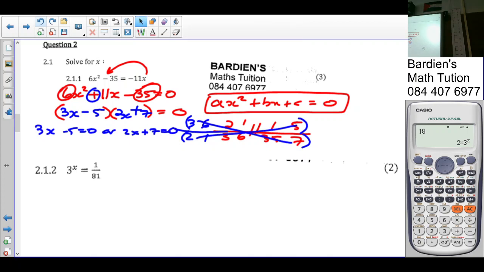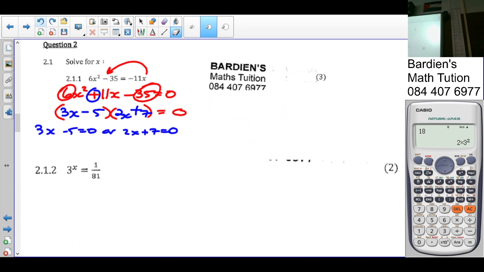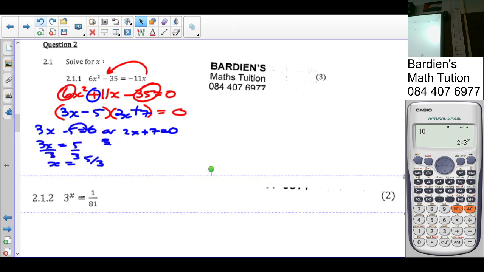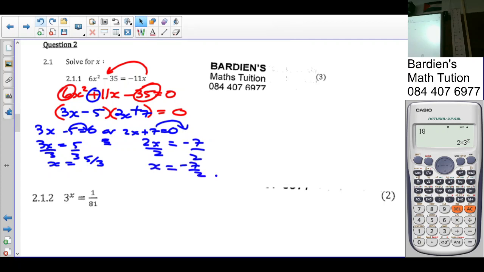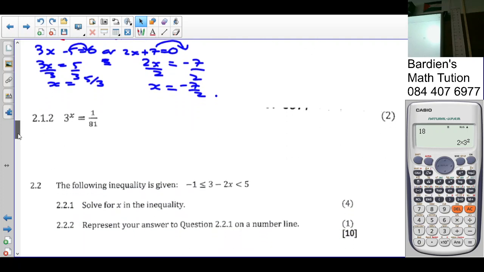People, I know there's more than one way of working this out. If you find another way that is simpler or easier, by all means go with that way. So we take this over, 3x is equal to 5, divided by 3, so x is equal to 5 over 3. You all agree with that? Look at the next one. Take 7 over, so 2x is equal to negative 7. Divide by 2, so x is equal to negative 7 over 2. Any problems here? No? Let's look at the next one.